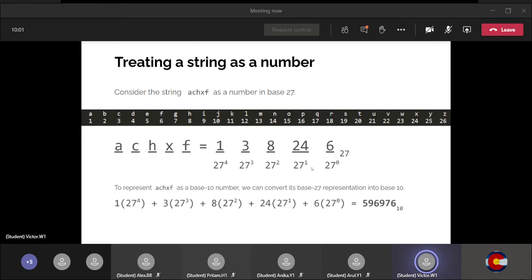So to convert this into base 10, you would add up this digit times its place value, plus this digit times its place value, and so on. That's what we've written out here. If you evaluate this expression, you get this number in base 10. So we can say that this number is a hash of this string.